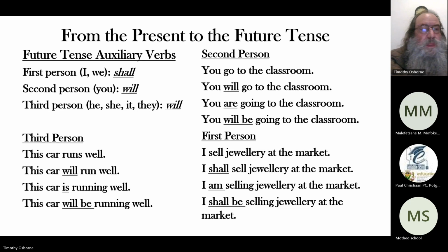Then let's take a look first at the third person. Okay, and there I've got this car runs well. Okay, perfectly straightforward sentence. This car can be replaced with it. It runs well with the pronoun it. Okay, and now we have it in the future tense. This car will run well.